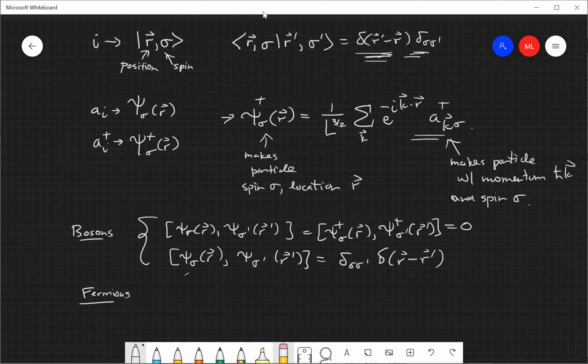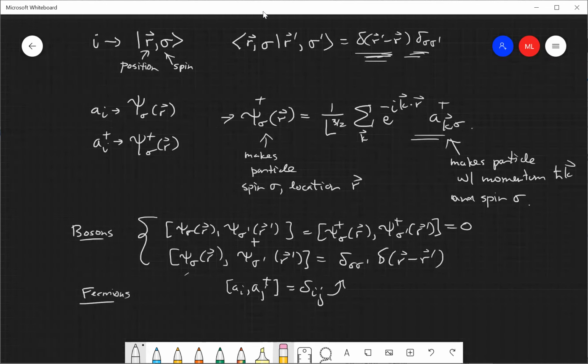Remember, before we had the commutator of a_i and a_j dagger is delta_ij. Well, it's the same thing, except now you have a continuous variable labeling your states, and that's okay as long as you treat it properly as a pseudo eigenvector with the associated caveats with it.